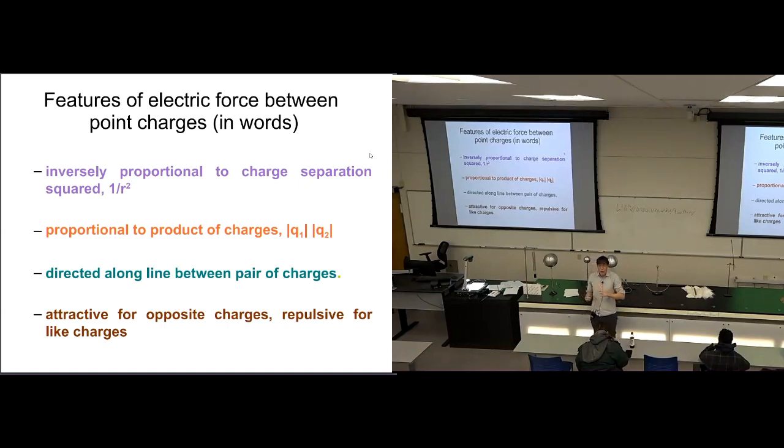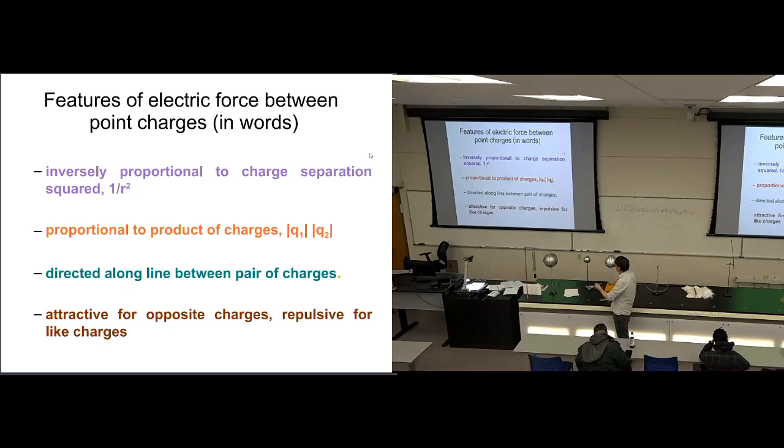And this is a force that charge 1 would experience due to charge 2, and charge 2 would experience due to charge 1. So they're the same size forces that are experienced by the two charges, and they're just in proportion to the product of the two charges.